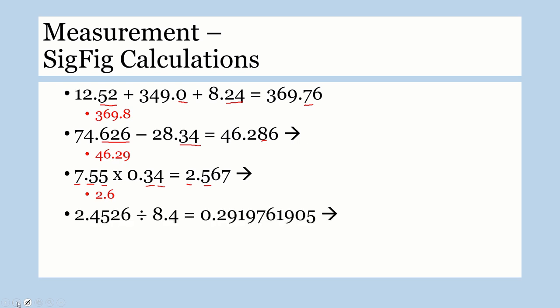Division. We have 2.4526 divided by 8.4. And we get this when we put in our calculator. Please do not write this big, huge number down as your answer. We don't ever keep that many digits. So this has 5 significant figures. This only has 2. So your final answer can only have 2 significant figures. This 0 is not significant, leading 0. So we keep 1, 2. That 1 does not round up the 9 because it's not a 5 or greater. So your final answer is going to end up being 0.29. And that's how you do calculations with significant figures.